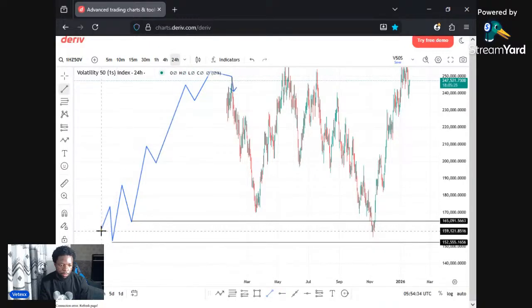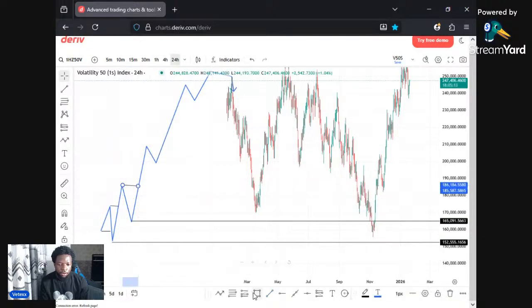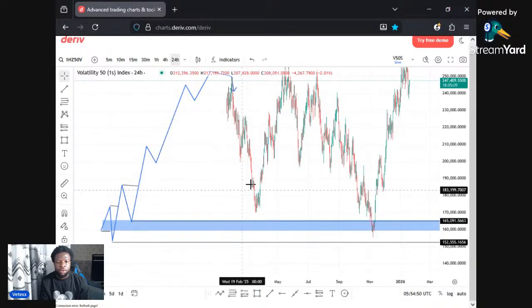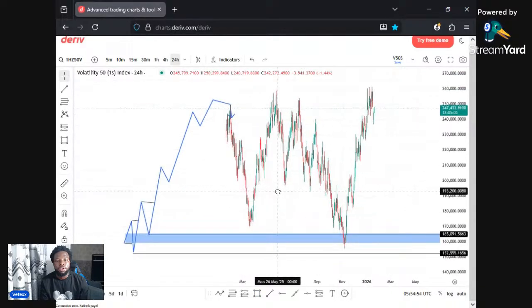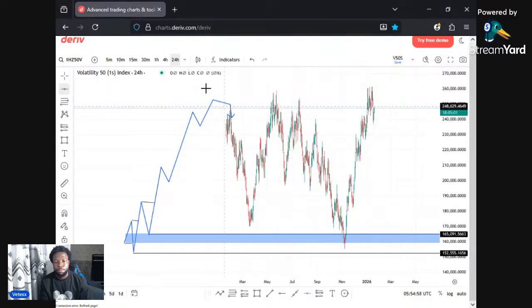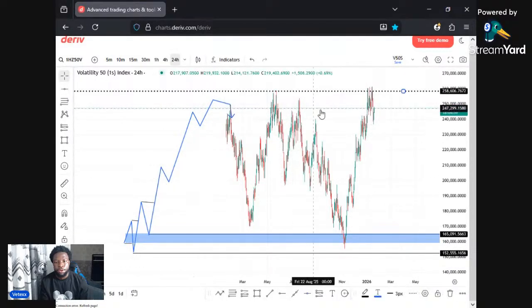Then we have our sweep of liquidity here. Price gave us our first break of structure. This was the first break of structure we had, and then this was the second break of structure we had, and this is our point of interest. So this is what we have on the weekly. And you can see that price has already taken out the target, which was supposed to be this.